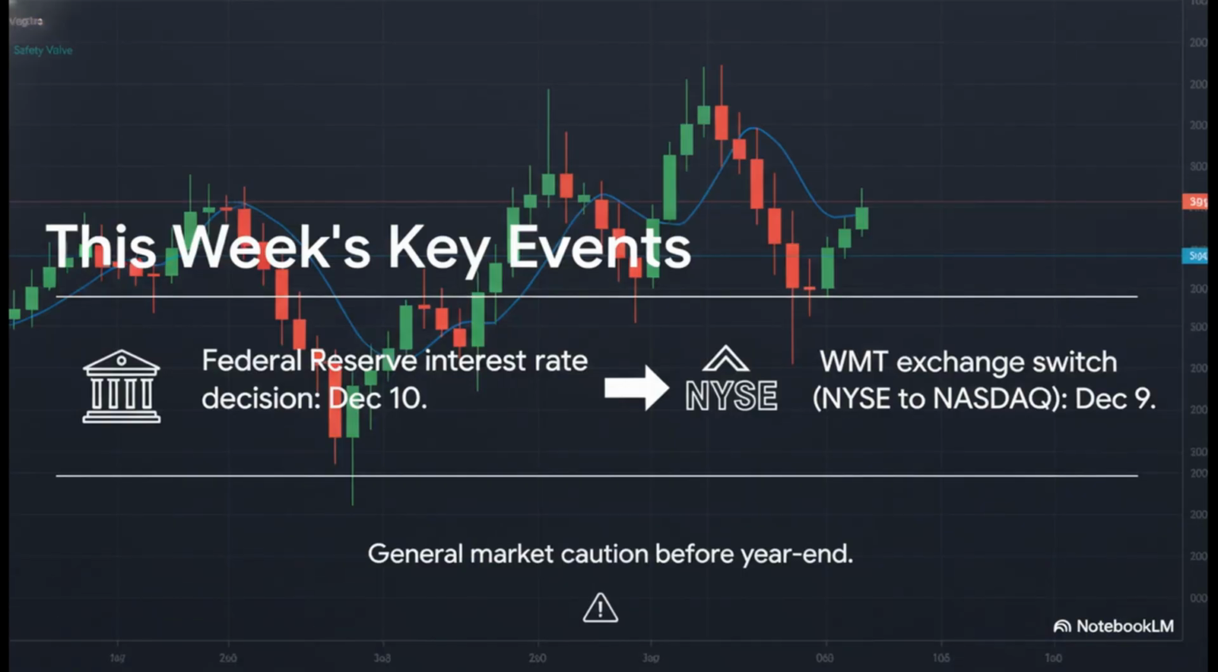And this week, well, it's a bit of a minefield for this stock. You've got two huge events that could really shake things up. First, the big one, the Federal Reserve's interest rate decision. You know how it is, the whole market just kind of holds its breath for that. But second, and this is pretty weird for a company as big as Walmart, it's actually switching from the NYSE to the Nasdaq. That's not something you see every day, and it can cause some really unpredictable price swings. So the bottom line is, we know going in that things could get volatile.